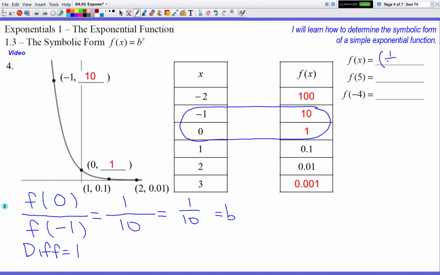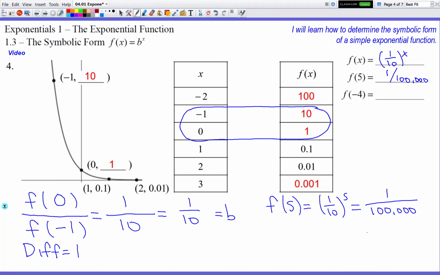So let's put 1 over 10 in parentheses and put that to the x power. Let's start crunching numbers. f of 5 will create 1/10 to the 5th power. Basically, 5 ones all multiplied, 5 tens all multiplied. So when you crunch those numbers, you're going to get 1 over, I believe, 100,000. Let's write 1 over 100,000 on this blank.